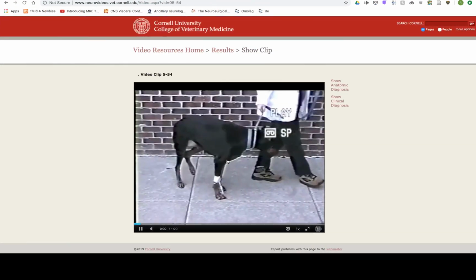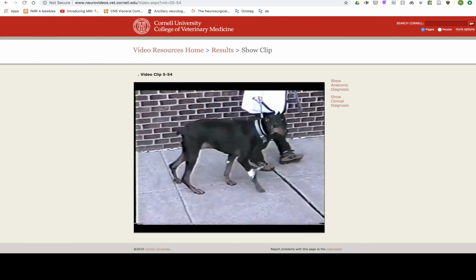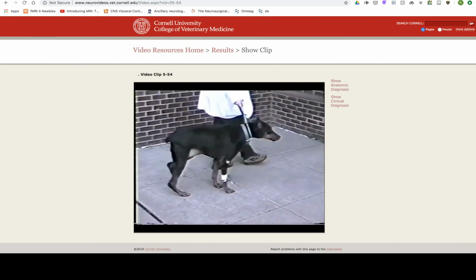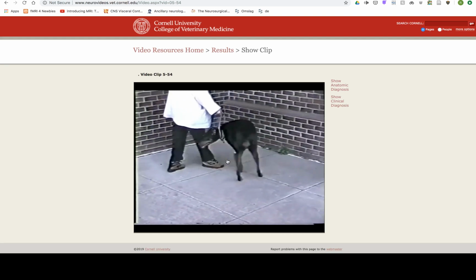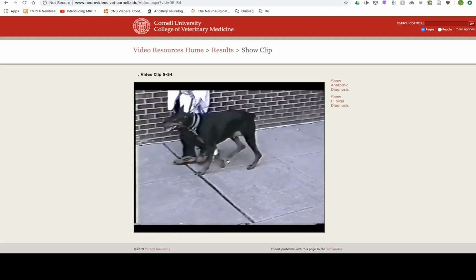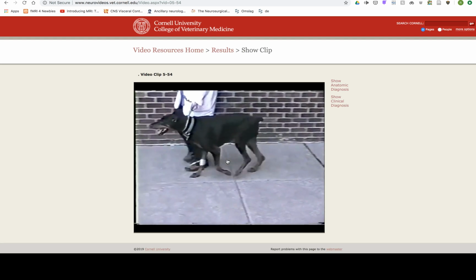Inherited neuromyopathy, dancing Doberman. Video 5-54 shows a 6-year-old spayed female Doberman Pinscher that has exhibited a progressive pelvic limb gait abnormality for about 1 year. Note the flexed posture of the tarsus and the severe atrophy of the caudal crural muscles, suggesting a chronic tibial nerve disorder. Note the frequent elevation of each limb as the dog shifts its weight from one pelvic limb to the other and often sits down.